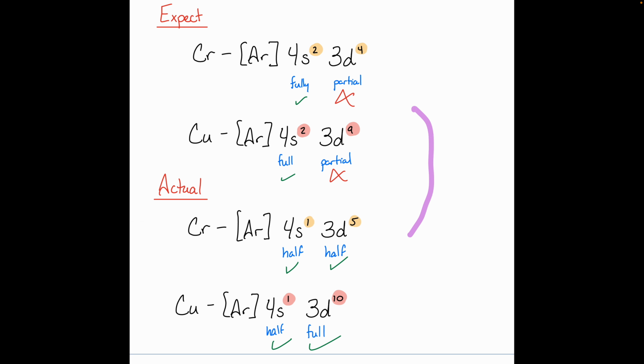All right, in fact, that is the root of our exceptions here. We moved the electron from the s to the d orbital in order to get that more favorable electron configuration.